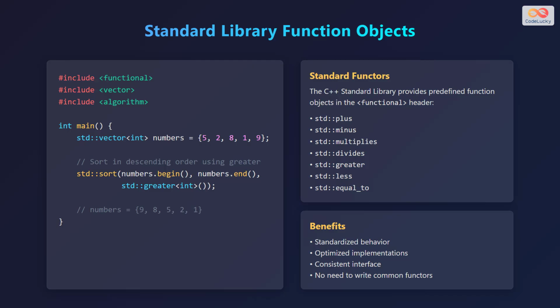The C++ standard library provides predefined function objects in the functional header. This includes plus, minus, multiplies, divides, greater, less, and equal_to. In this example, we are sorting a vector of integers in descending order using std::greater. So the numbers vector will be sorted as 9, 8, 5, 2, and 1.